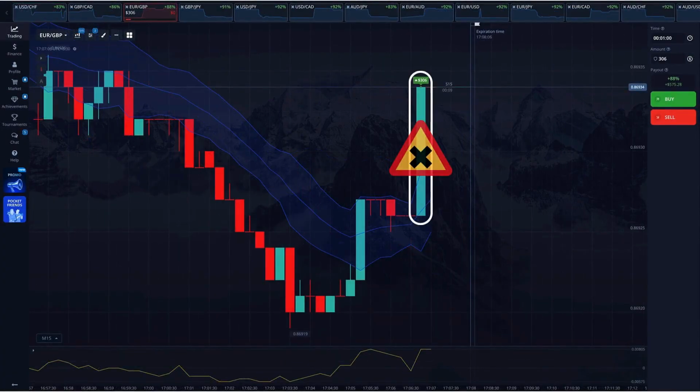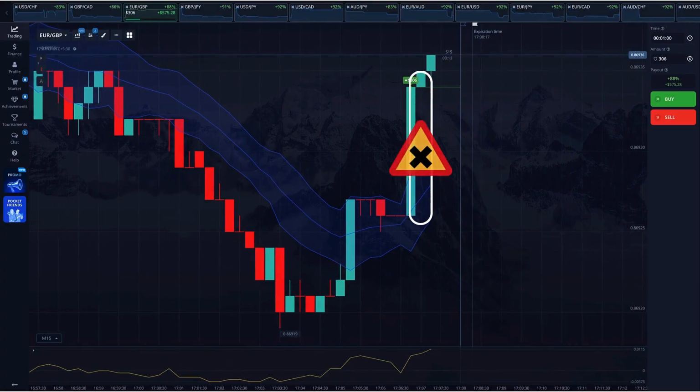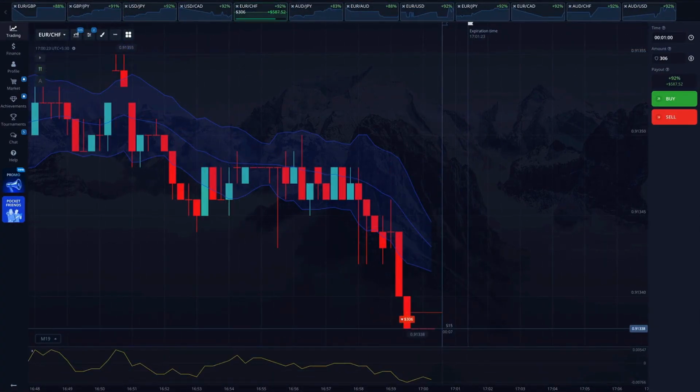Rule number 2 is the exhaustion candle. If the breakout candle is abnormally huge, too big compared to the previous candles, do not enter. That is usually an exhaustion move, and the price will likely snap back against you. We want steady momentum, not a desperate jump.